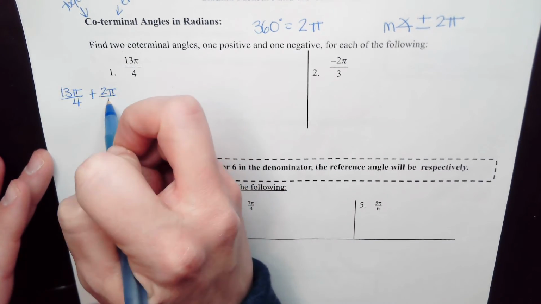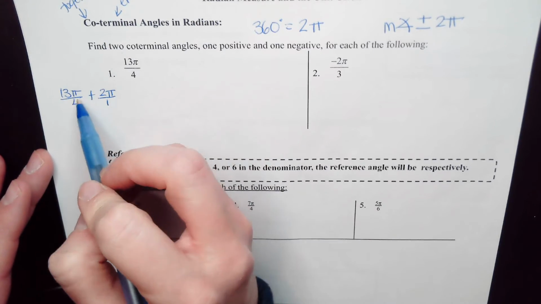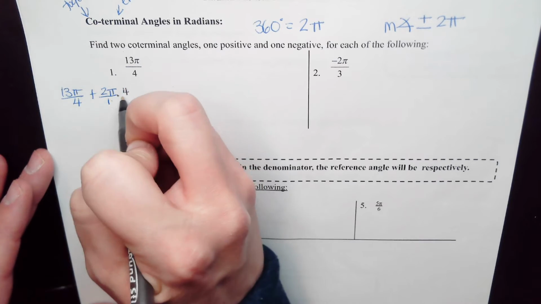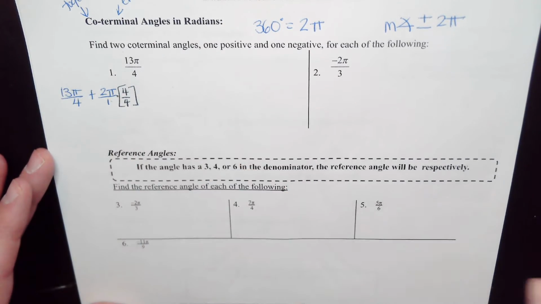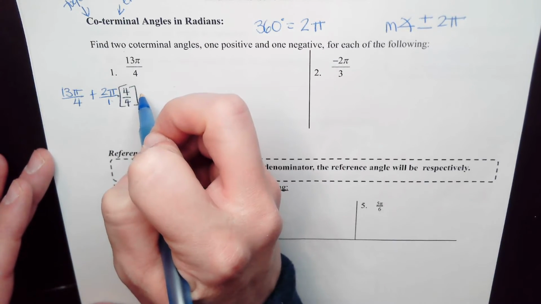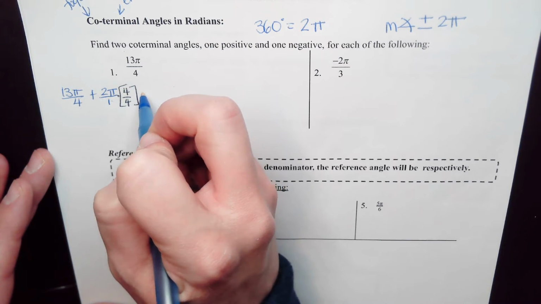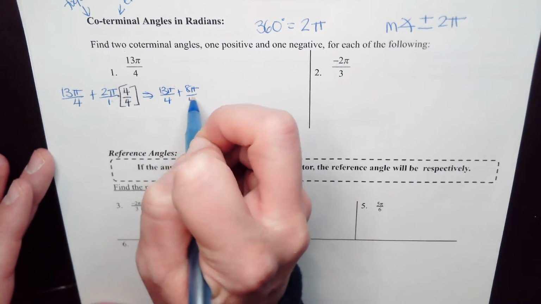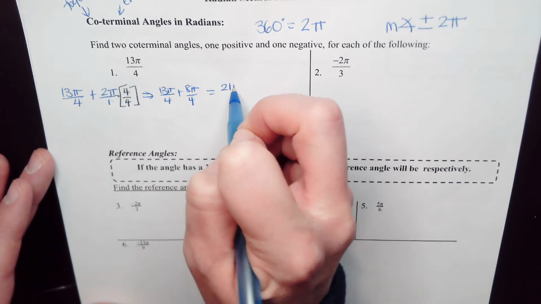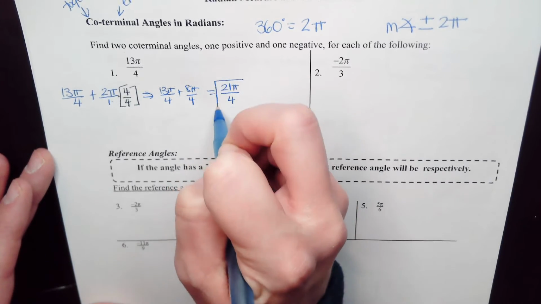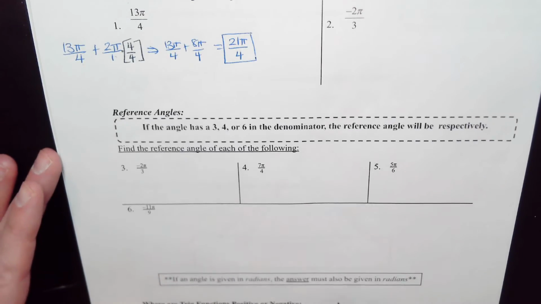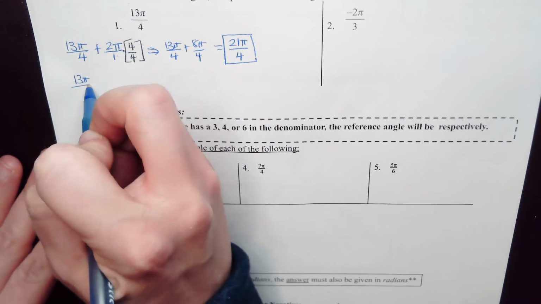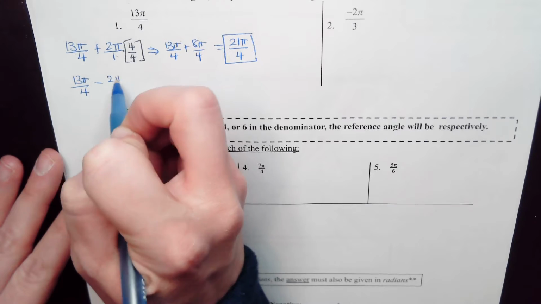If you're doing it without, which is good practice because in our last unit we just talked about how to add fractions, we need a common denominator. So I would multiply this by 4 over 4. And that gives me 13 pi over 4 plus 8 pi over 4, which gives me 21 pi over 4. So that's another coterminal angle, an angle that would start and stop in the same place as 13 pi over 4. Now we need a negative one, so let's subtract 2 pi.